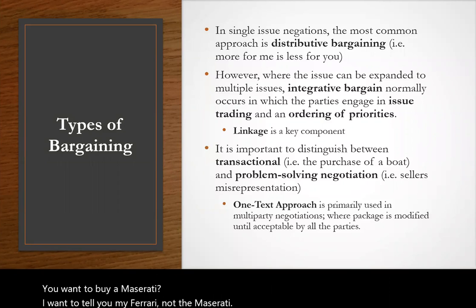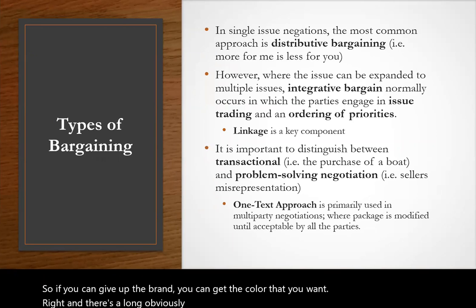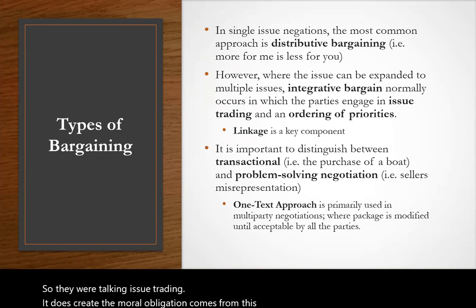You want a black car. The Ferrari is black. So, if you can give up the brand, you can get the color that you want, right? And there's obviously a lot more stuff that happens there. So we're talking issue trading. And it does create the moral obligation that comes from this, right? Especially if it's more than one issue.